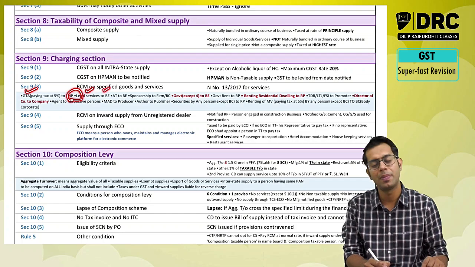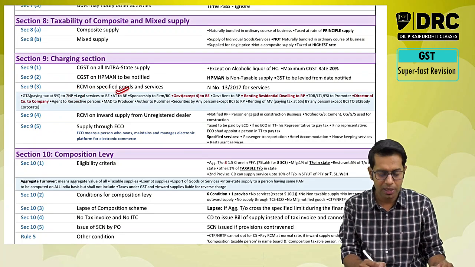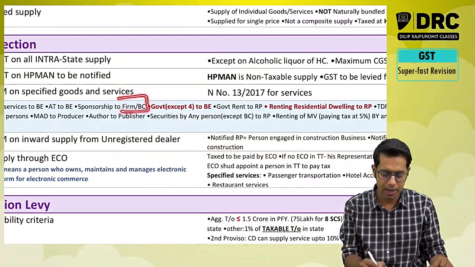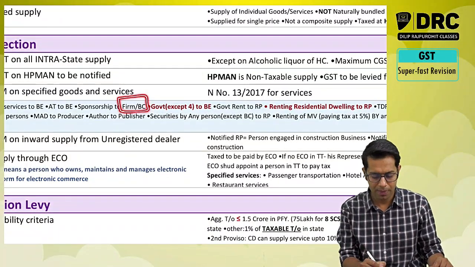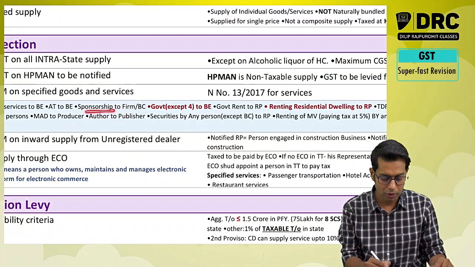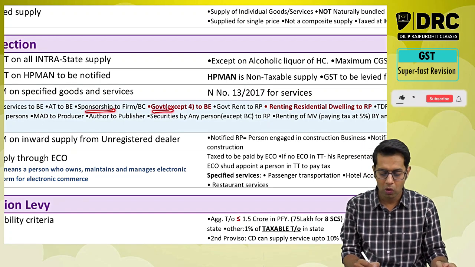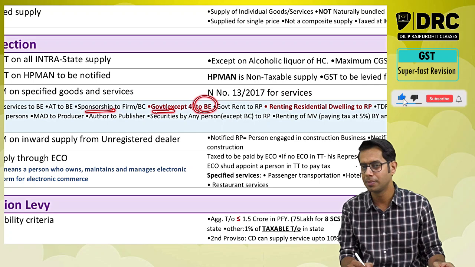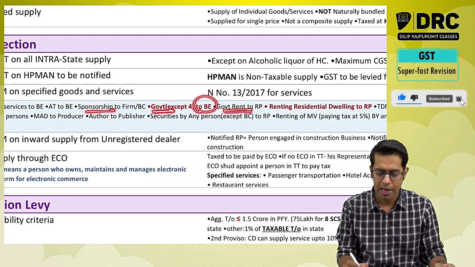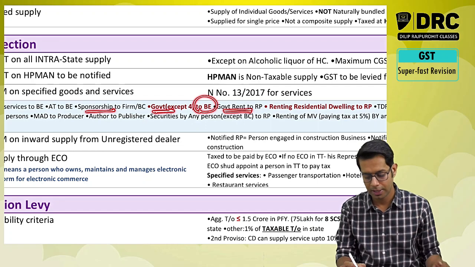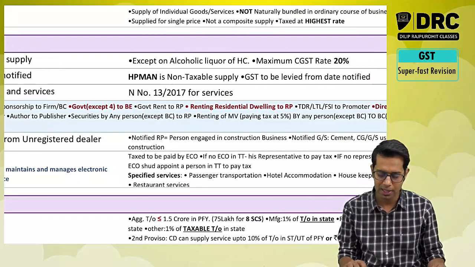Legal services given by an advocate to a business entity. Then arbitral tribunal giving services to a business entity. Sponsorship services given by a partnership firm including LLP or a body corporate. Sponsorship services given by any person to a partnership firm or a body corporate. Government giving services to a business entity. The business entity will have to pay the tax under reverse charge. And renting of immovable property services given by the government to a registered person. The registered person will have to pay the tax under reverse charge.